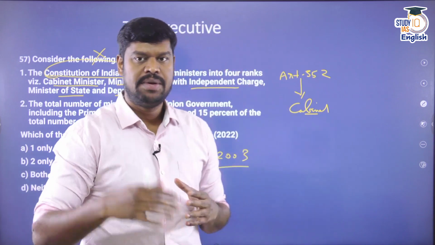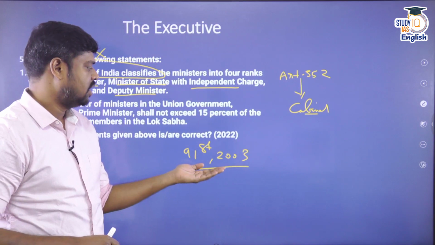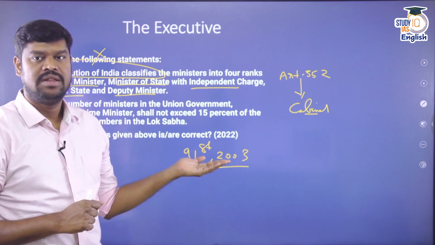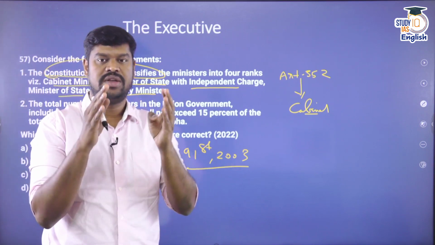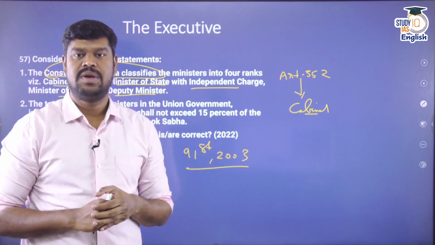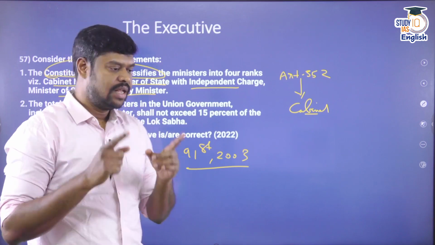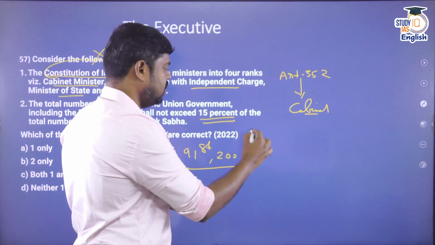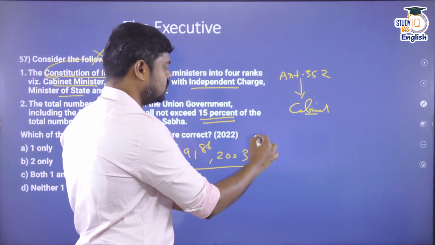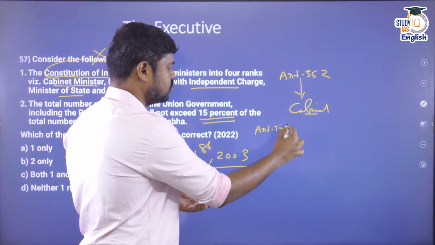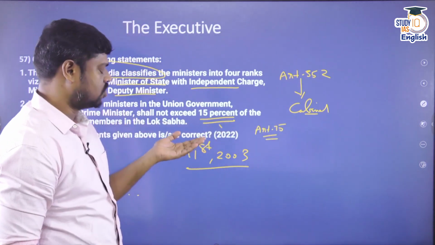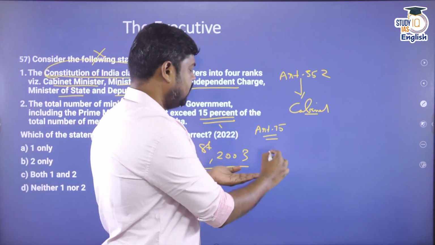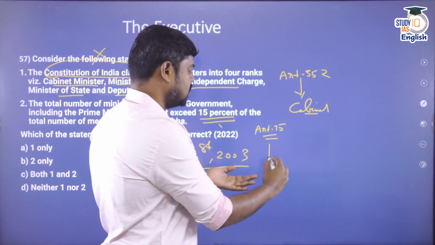In line with minimum government and maximum governance, the 91st Constitutional Amendment Act was inserted into the Constitution, and thereby they fixed a limit on the maximum number of Council of Ministers. The 91st Constitutional Amendment Act 2003 said that the size shall not exceed 15% of the Lok Sabha. All these things are there in Article 75 of the Constitution. So the size of the ministers at the union level shall not be more than 15% of the strength of the Lok Sabha.